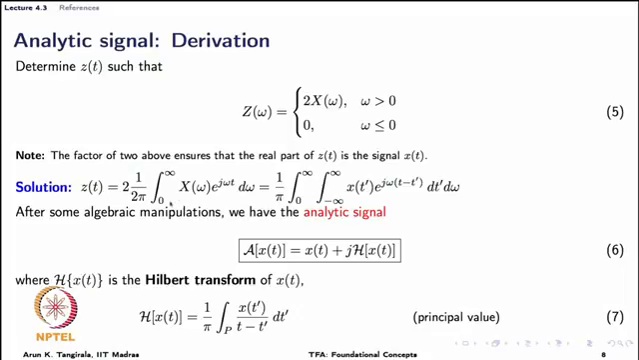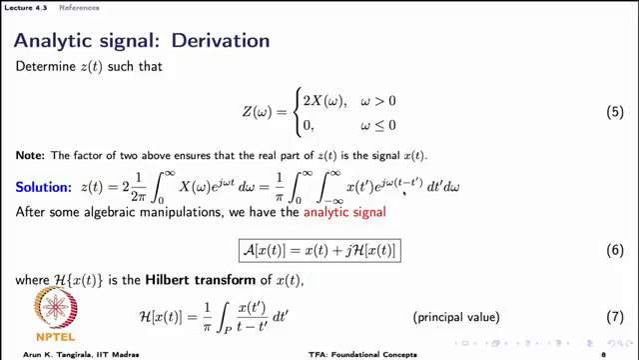Therefore, the frequencies will run ideally from minus infinity to infinity, but z of omega is 0 for negative frequencies or including 0, and therefore, I only restrict the integral from 0 to infinity. Now, I can work through some algebraic manipulations and then we arrive at this analytic signal. What is the algebraic manipulation?